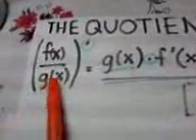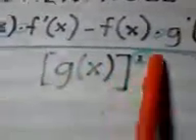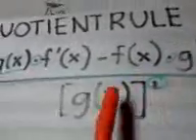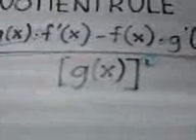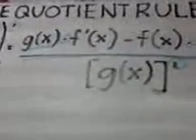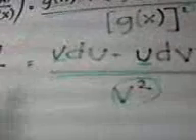So what's the bottom part? G of x squared. I know you're all confused with all the x's and the g's and the f's. So I'm very thankful to our teacher who taught us a mnemonic device so we could easily remember the formula. So she taught us u over v.